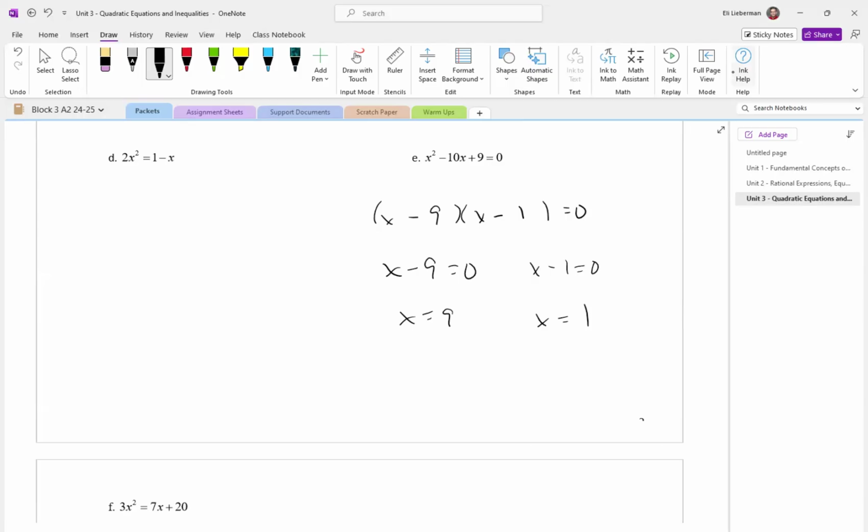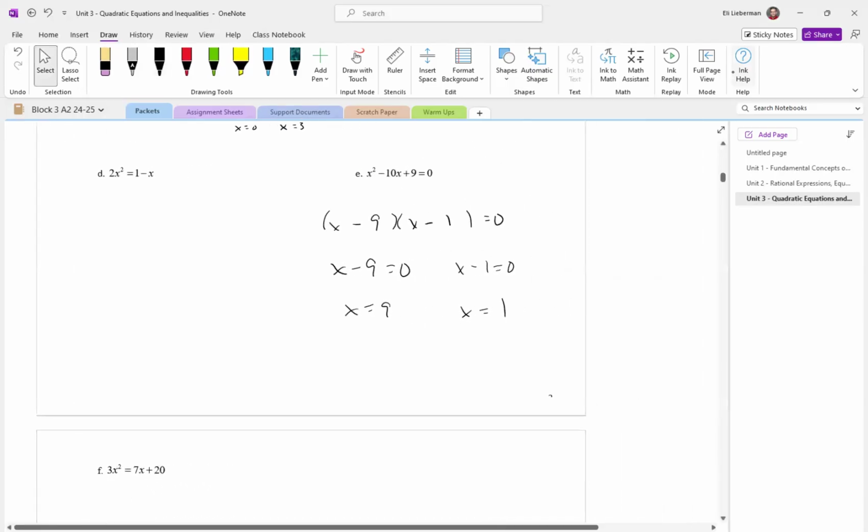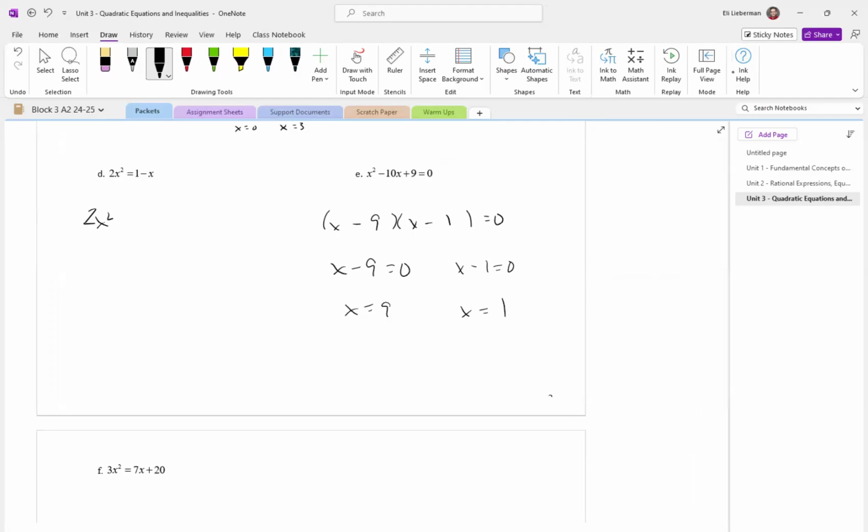Do you think there are other answers to this problem? No, that's it. Just 2 answers. We found them quite easily thanks to ZPP. Yay. So for this one, 2x squared plus x minus 1. Is that how you started?